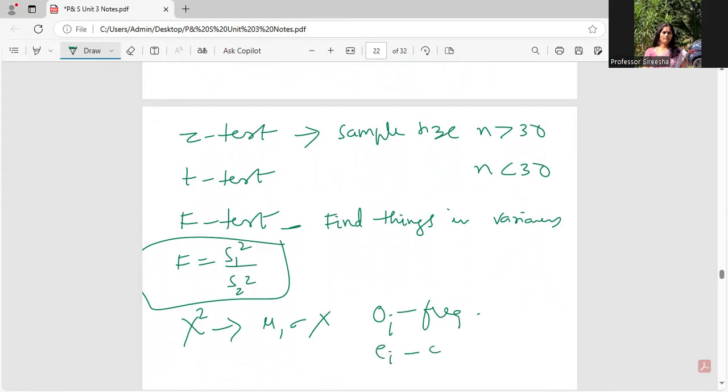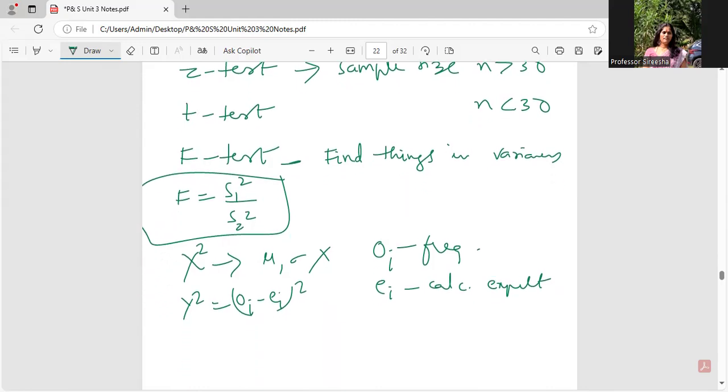I'll be calculating expected frequencies and the difference between them. The chi-squared formula goes like O_i minus E_i whole squared by E_i. I'll consider only the difference between observed and expected frequencies and make conclusions. That is when I'll be using chi-squared. Yeah, I think I am clear.